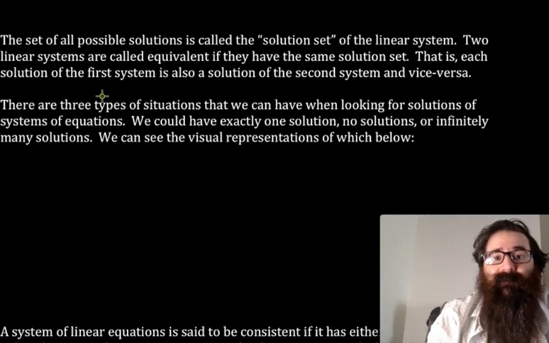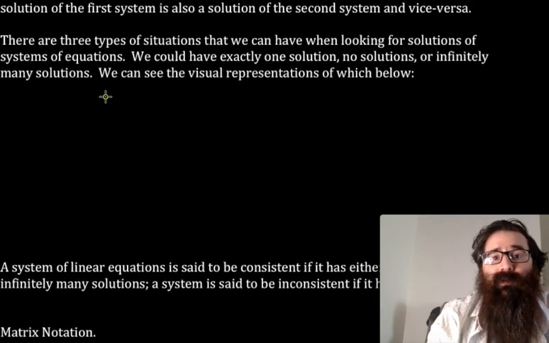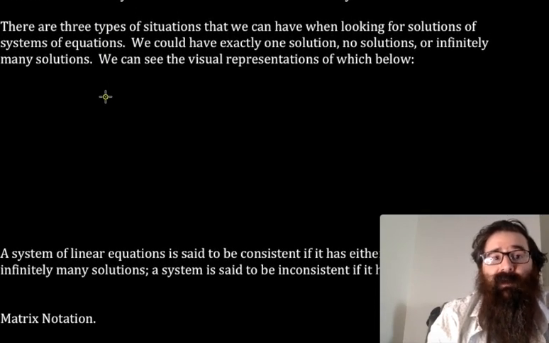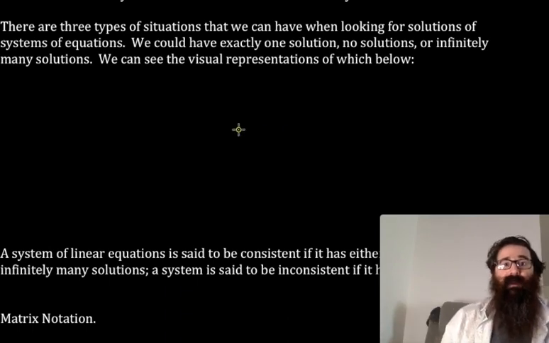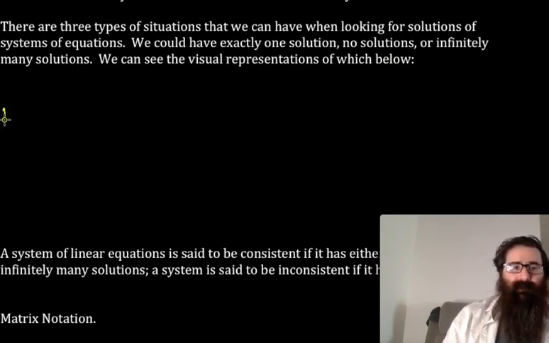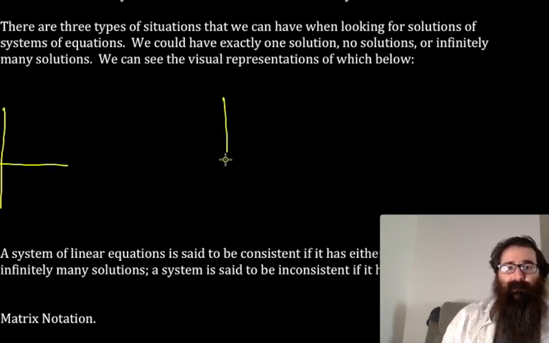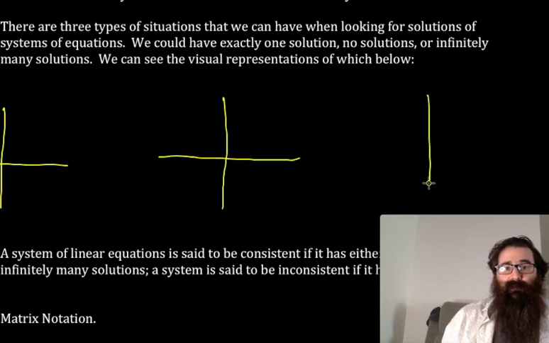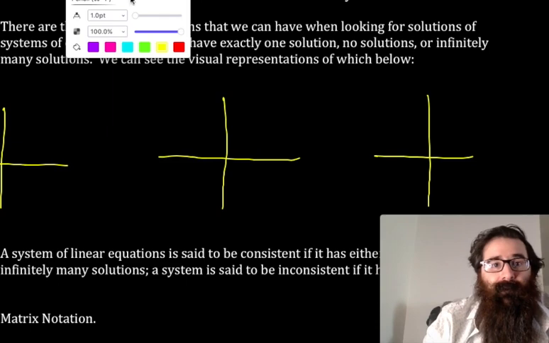There are 3 types of situations that we could encounter when we're looking for solutions of these systems of equations. We could have one solution only, we could have no solution, or we could have infinitely many solutions. Let's see how that would look visually. So let me get a graphical representation. Let me draw my grid axes. Think of it like the traditional graphing. And let's get a different color here.